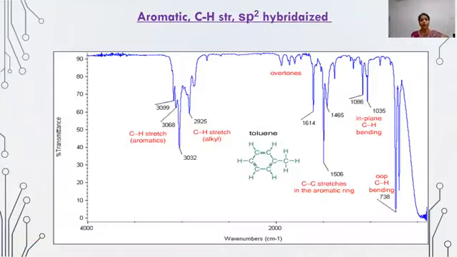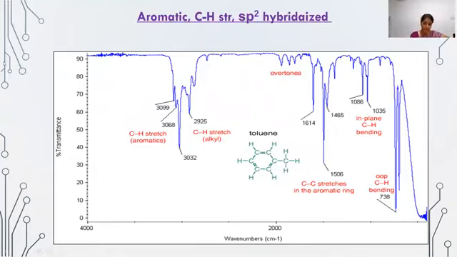This is the spectrum of aromatic compound toluene. In case of aromatic compound, one group is aromatic, that is C6H5, and one aliphatic chain CH3 is attached. All the 6 carbons of benzene are sp2 hybridized, so they show absorption above 3000, while CH3 of toluene is sp3 hybridized and it shows absorption below 3000.